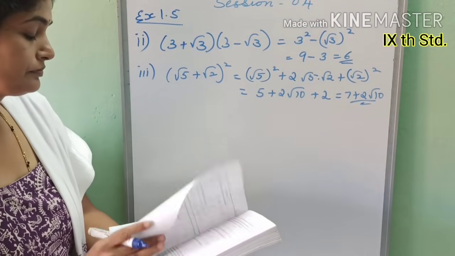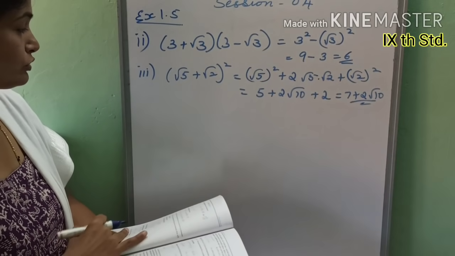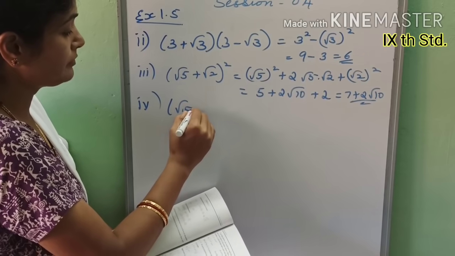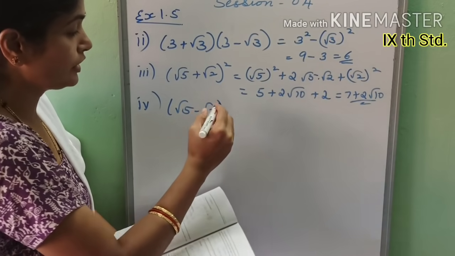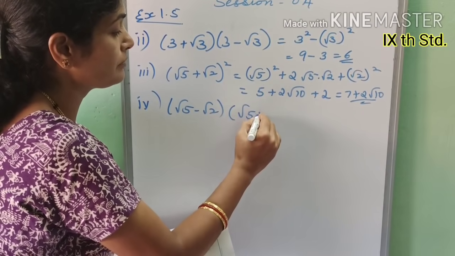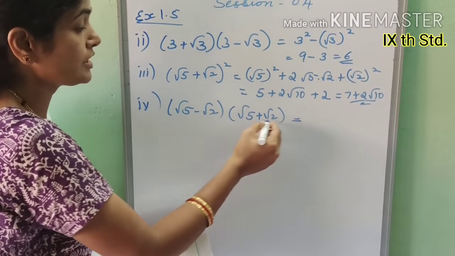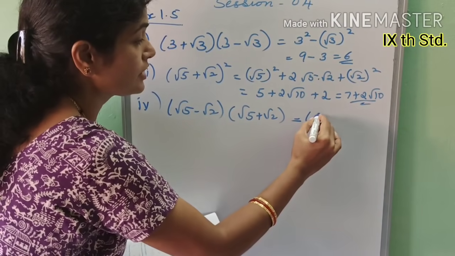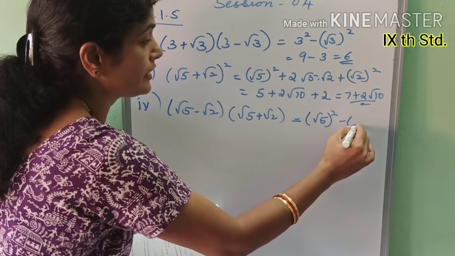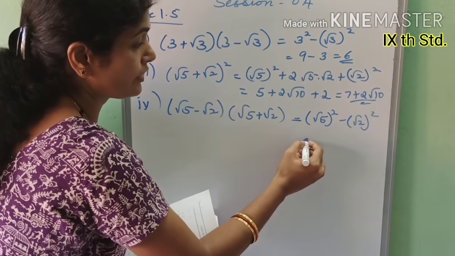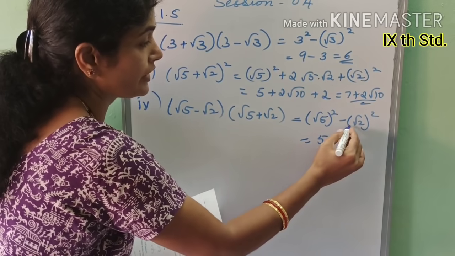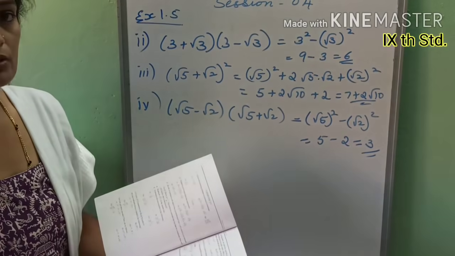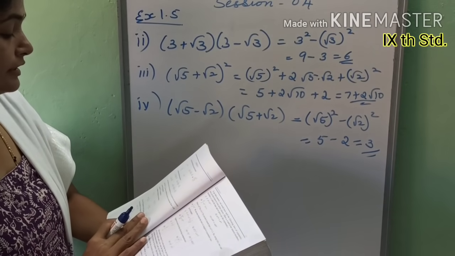Then next one, fourth one, root 5 minus root 2 into root 5 plus root 2. So now which identity is it? a minus b into a plus b. So that is root 5 whole square minus root 2 whole square. Root 5 whole square is 5, root 2 whole square is 2, that is equal to 5 minus 2 is 3.